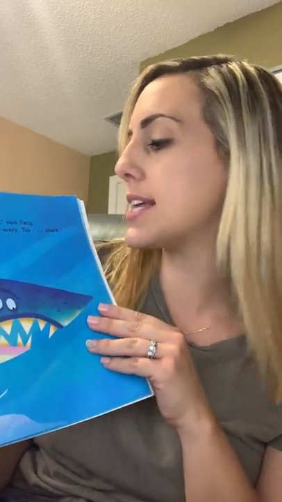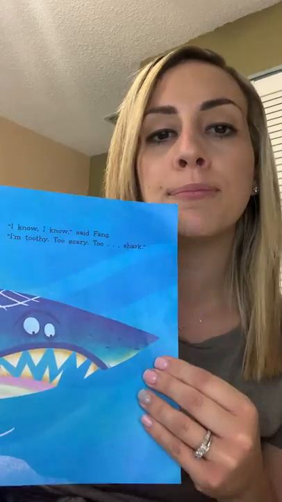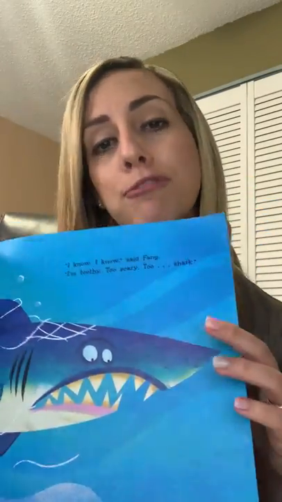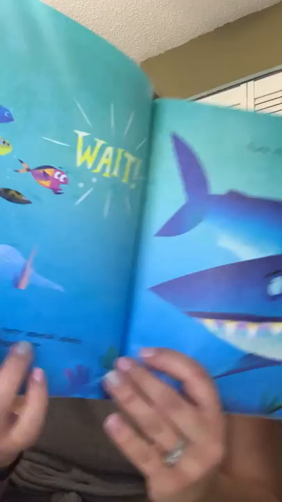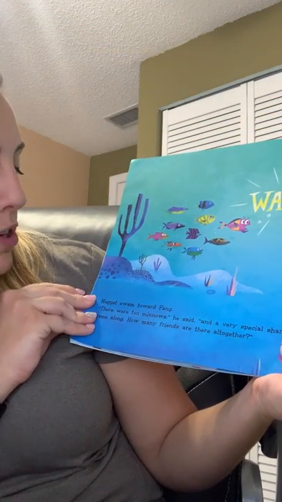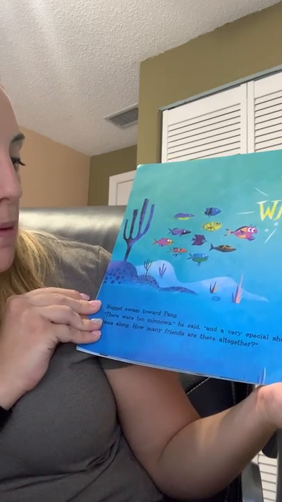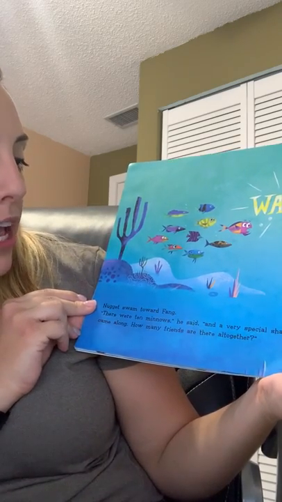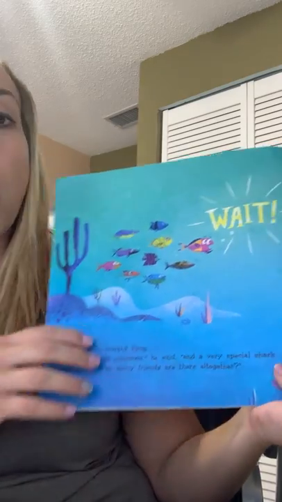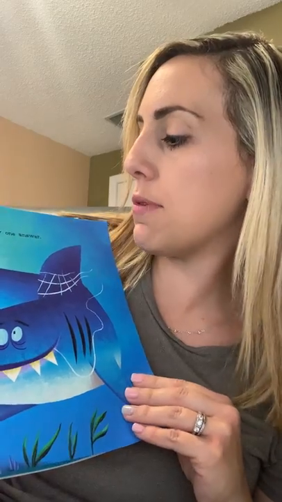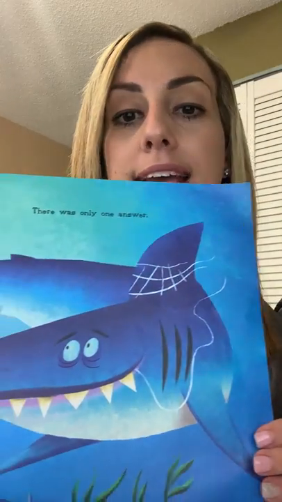I know, said Fang. I'm toothy. I'm scary. Too sharky. So Fang is like, I saved you guys, but I know you don't want to be my friend. Wait! Nugget swam toward Fang. There were 10 minions, he said, and a very special shark came along. How many friends are there all together? There was only one answer.